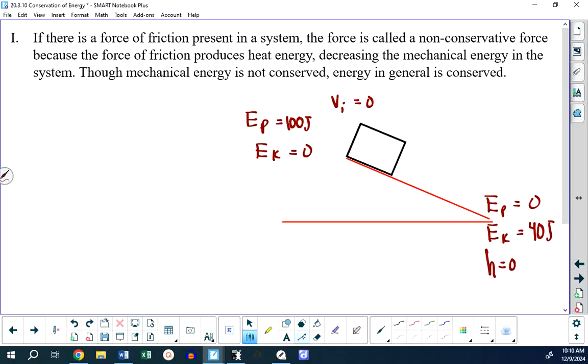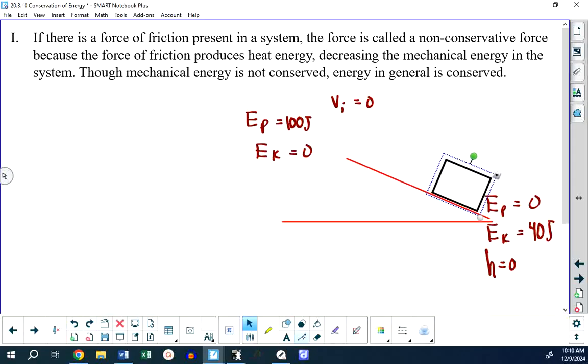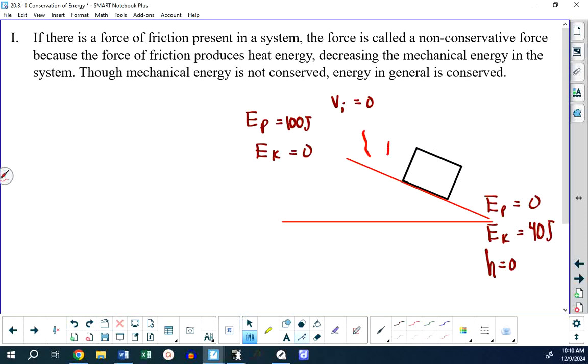No. Why? Well, because as this slides down the ramp to get to the bottom, I'll just draw it there, there's this heat produced. And the heat is warming the surface of the box and the ramp, and then it goes out into the air through collisions with molecules and all this bit of business. But there must have been 60 joules of heat. Would you agree on the math there?